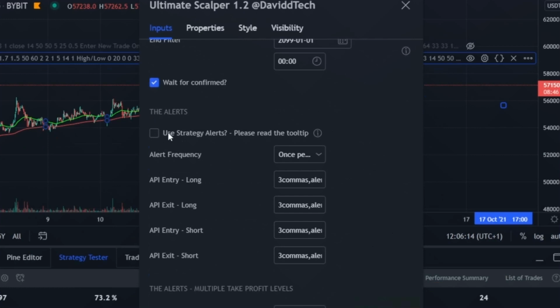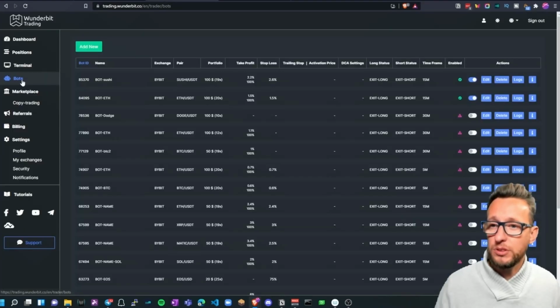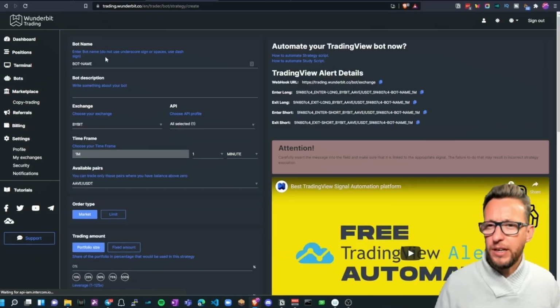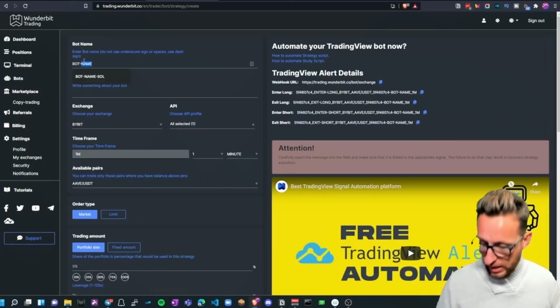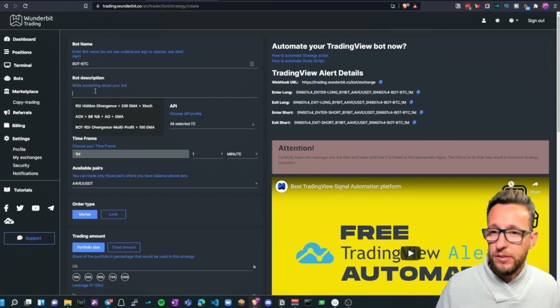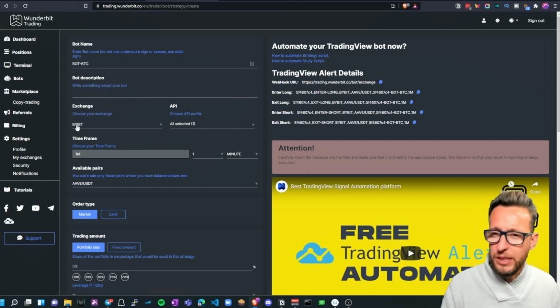So we're going to go down here and use the strategy alerts. We're going to check the check button here, and it's going to give us the options to add our APIs here. Now to make the APIs, we have to go to the bots section here and press add new bot. We're going to fill out the information, so we're going to give it a name. This is going to be a BTC bot. We're going to give the description that I don't actually need, so that's fine.